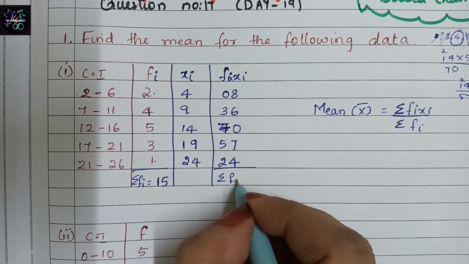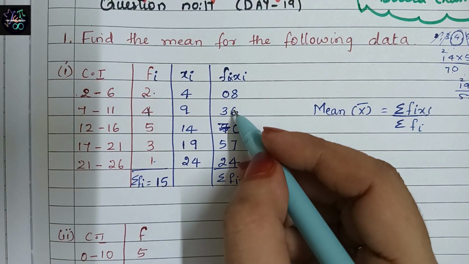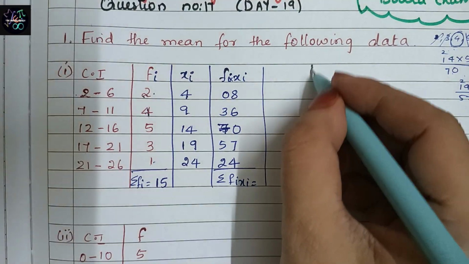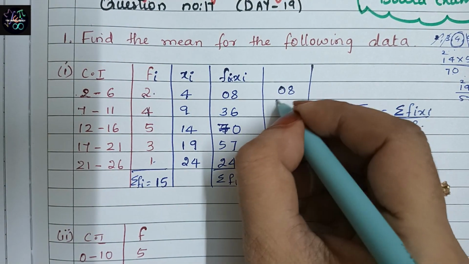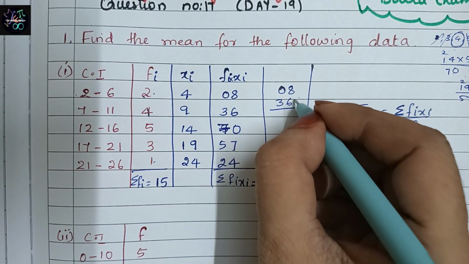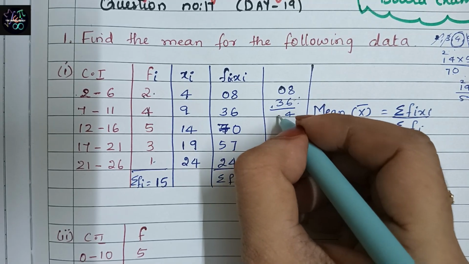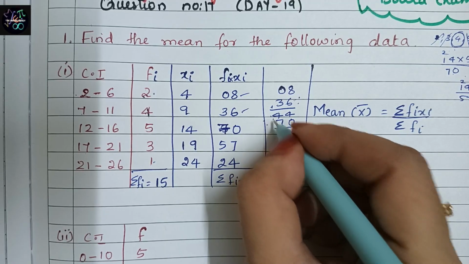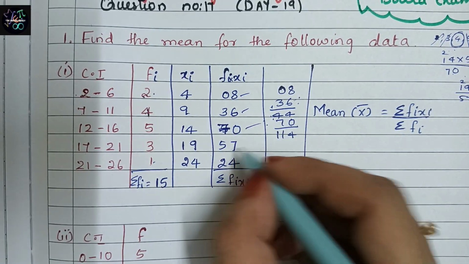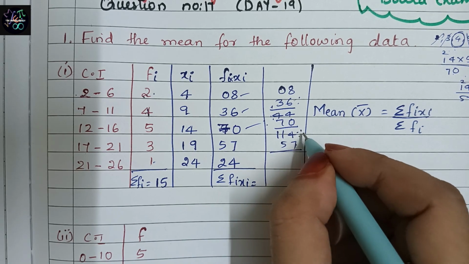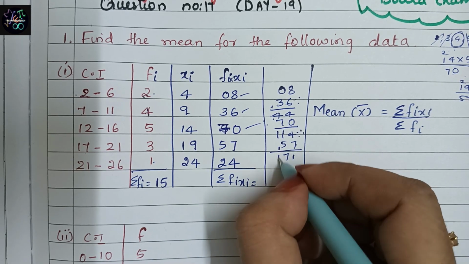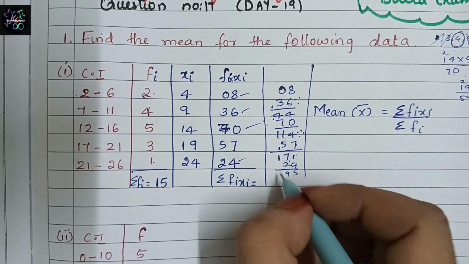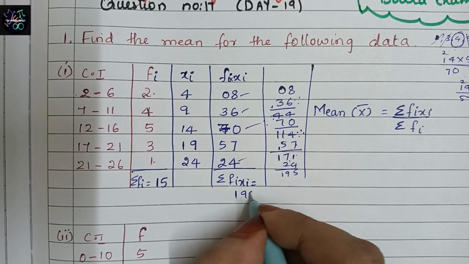Now sigma fi xi, we should go on adding this. 36 plus 8, I'll add here. See how to add. 8 and 36, two numbers we have to add: 44. These two are finished. Then 70 we should add to this: 114. To this, 57 we should add: 171. To this we should add 24 now: 195. Sigma fi xi we got as 195.